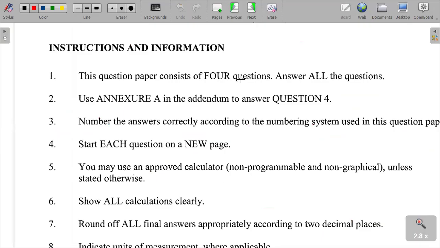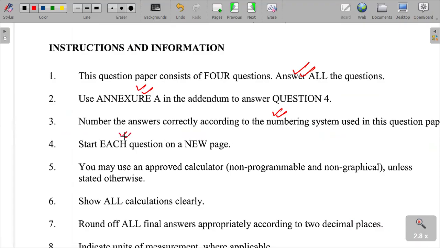This question paper consists of 4 questions. Answer all questions. You are not choosing. You answer all the questions. Use the annexure in the addendum to answer question 4. Number the answers correctly according to the numbering system used in the paper. I always tell you guys don't answer according to your own ways. Follow the numbering system that is in the paper.